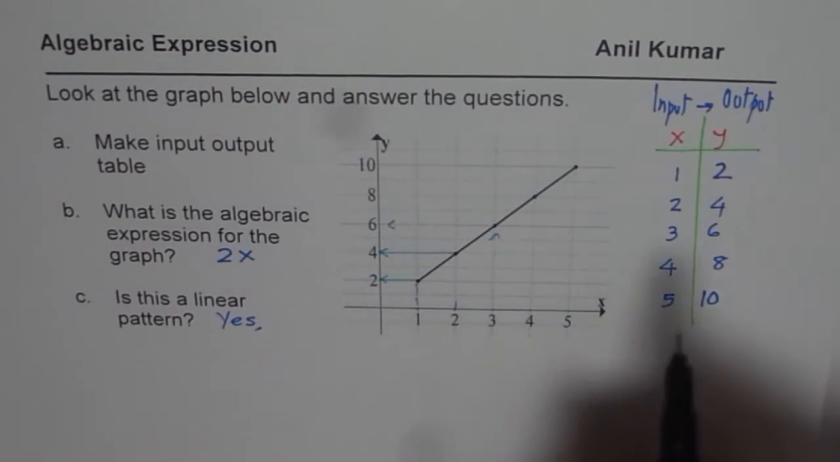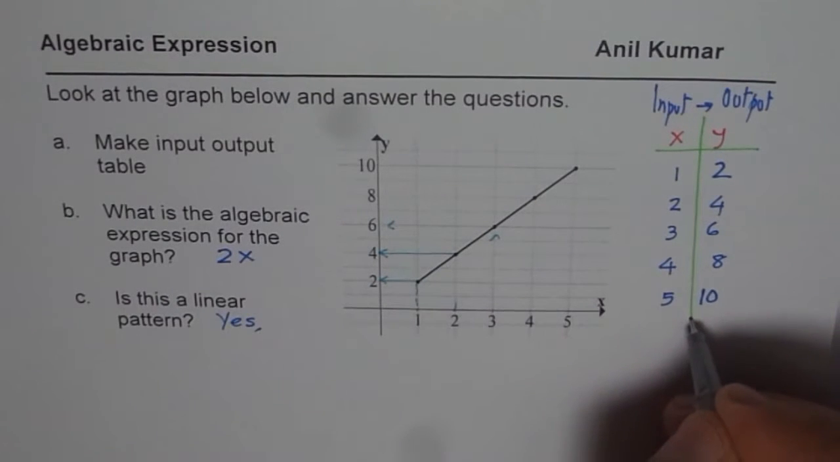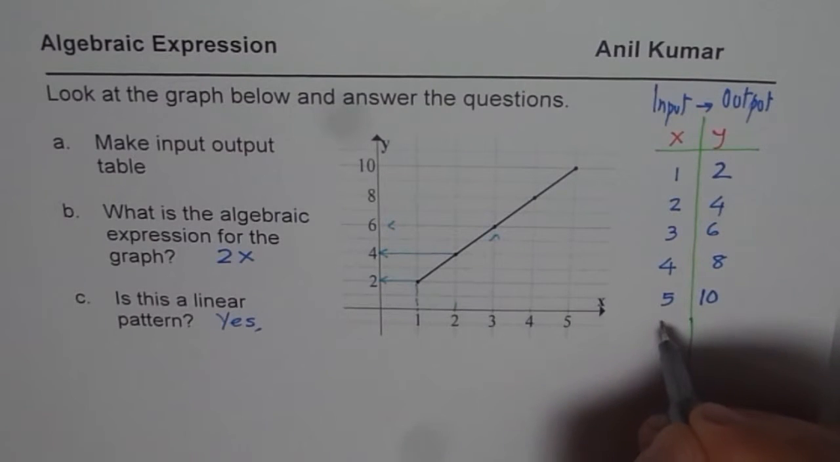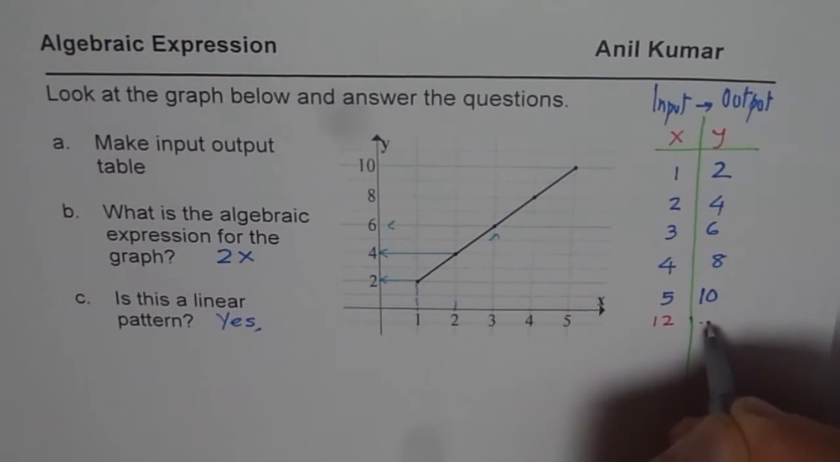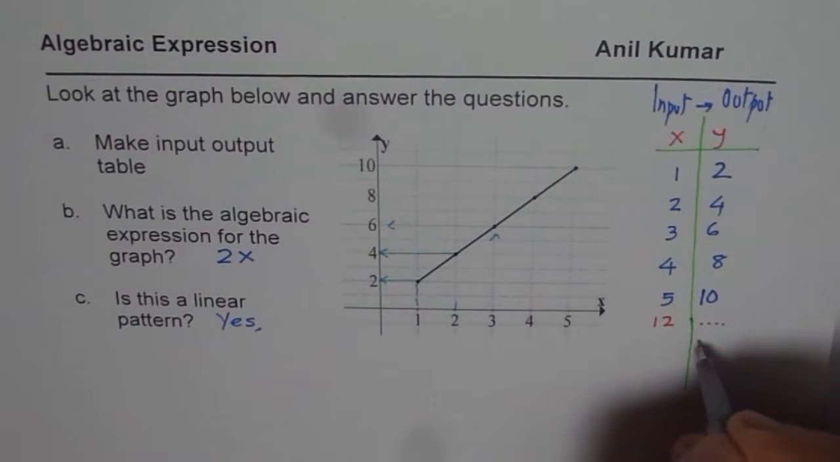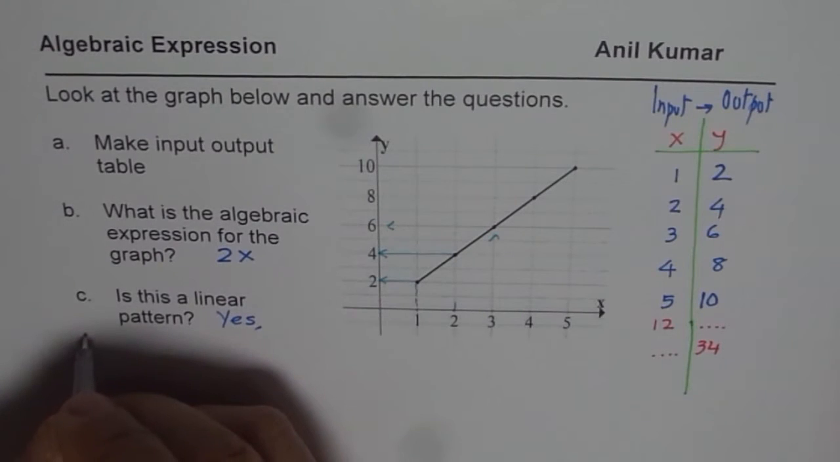Now, as an added question, what you can do here is, let me extend this value here and say if my input is, let us say 12, then what is going to be the output? And then if my output is, let us say 34, then what is the input, right? So figure out these numbers as an added exercise. Correct. So that could be one question, and I'm adding part D for you.